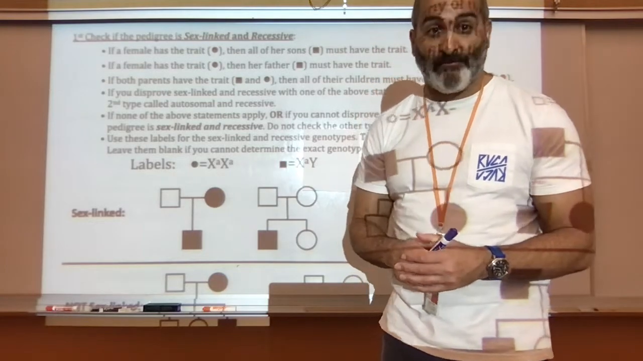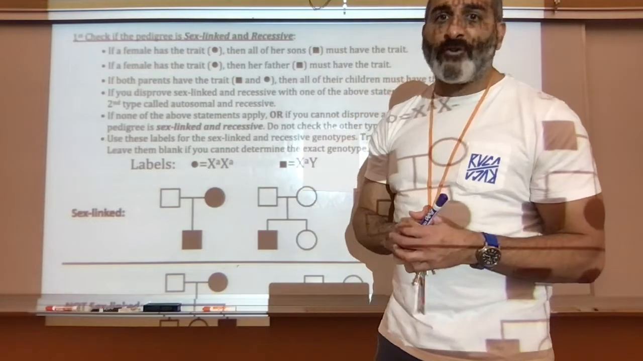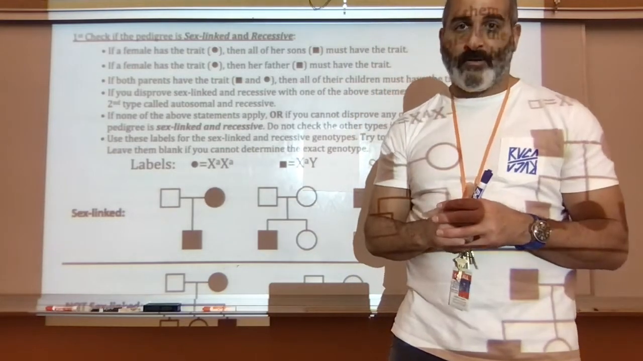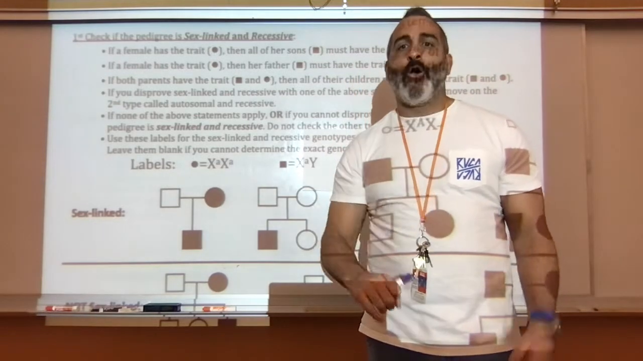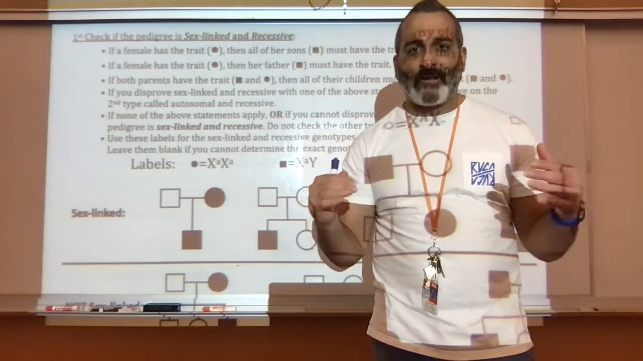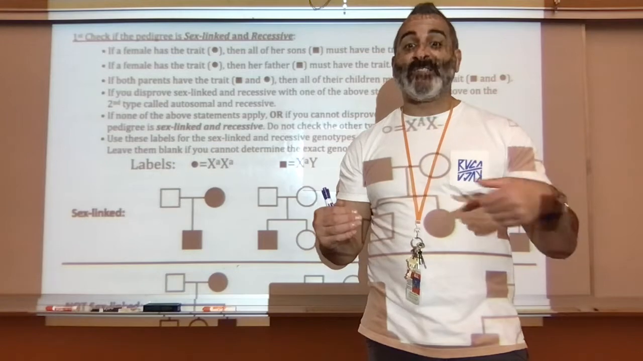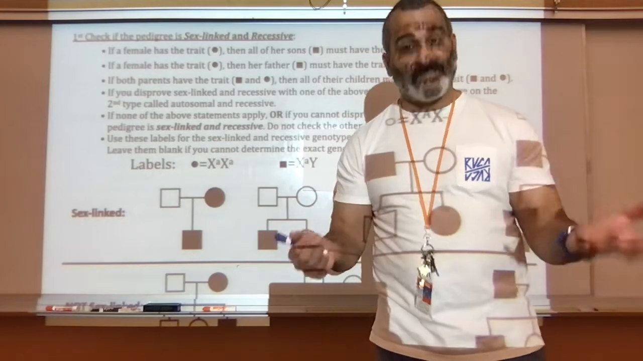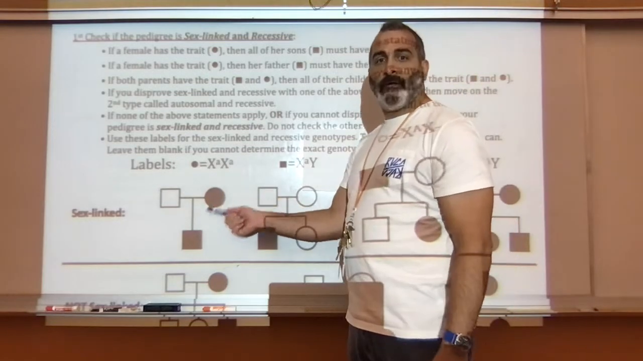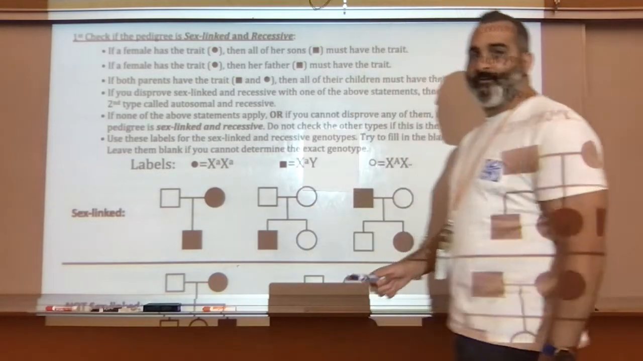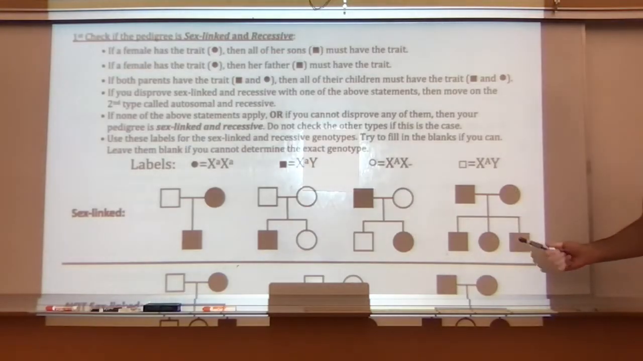Let's talk about the first bullet. If a female has the trait, then all of her sons must have the trait. That's a rule. So if something is sex-linked, mom has it, her boys will automatically have it. They have to have it. If mom has it and her boys don't have it, then it is not sex-linked. So let me show you what I mean by that. Look, mom has it, her boy has it. Okay? Over here, mom has it, all of her boys have it.